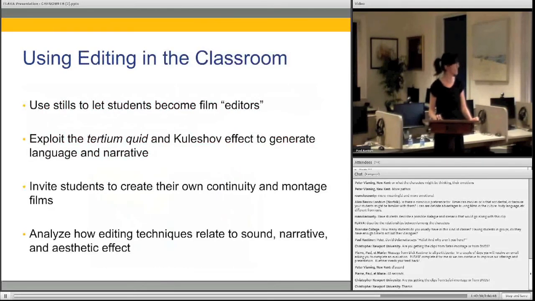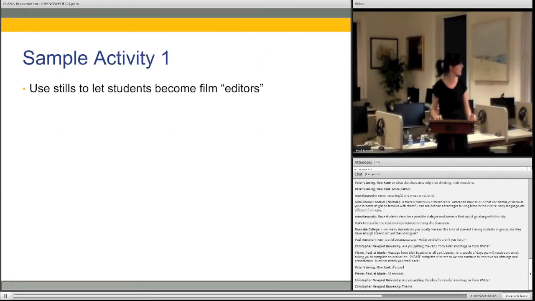Okay. All right, so using editing in the classroom, a few suggestions. They're of a slightly different nature from some of the other ones. Use stills to let students become film editors. Exploit the tertium quid and Kuleshov effect, what we just saw, to generate language and narrative, invite students to create their own continuity and montage films, and analyze how editing techniques relate to sound, narrative, and aesthetic effect. So let's take a look at a few examples of those.